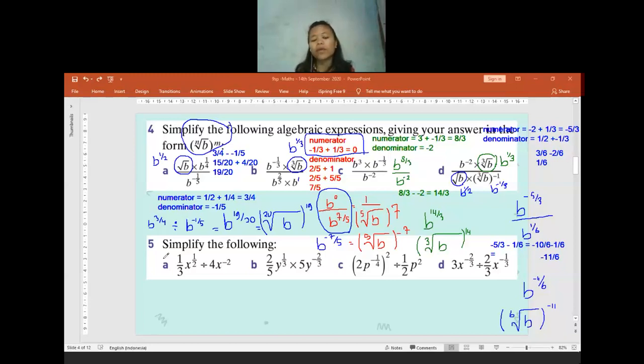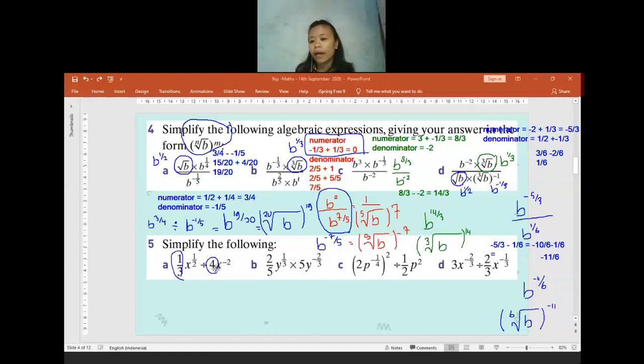Now for question 5, we have 1 per 3 x to the power of 1 per 2 divided by 4 to the power of negative x to the power of negative 2. In this case, usually we can simplify number with number and then letter with letter. So now we read it from the numbers first.